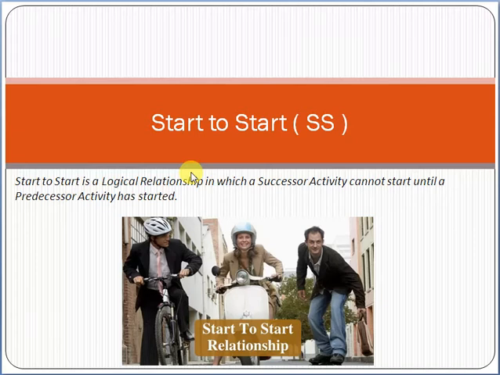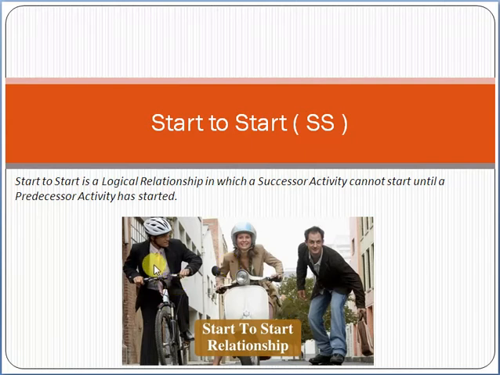Here, if we talk about start to start, just see this picture, this figure. This is very important. If we consider these three persons as activity A, activity B, and activity C, start to start means that all these three activities will start simultaneously. This is called the concept of start to start. Simply put, the relationship between these three activities is that all three will start simultaneously.